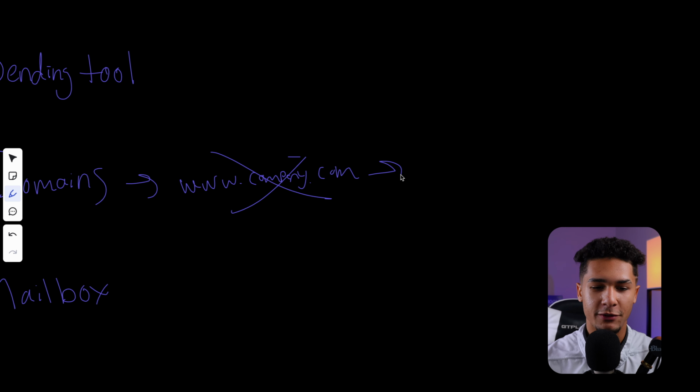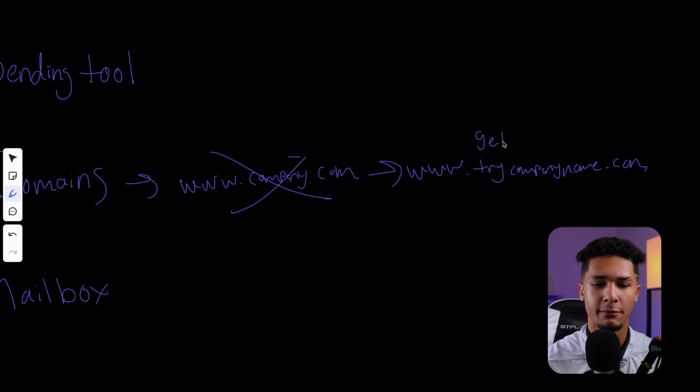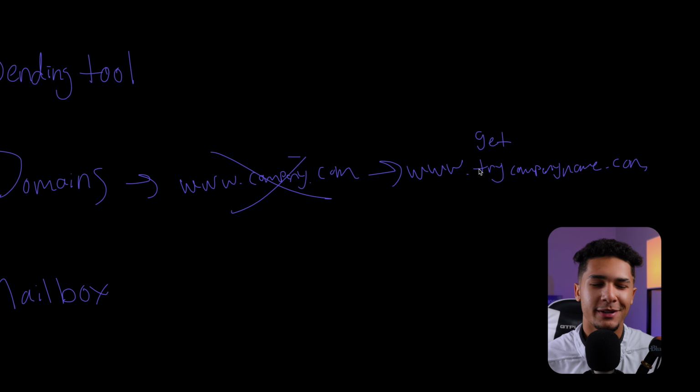Instead of using that, we're going to use different variations of that domain. This could be something like www.trycompanyname.com. This could be getcompanyname.com. You could do a whole bunch of different variations here. Just kind of mess around with this, and have it seem a little bit not spammy. You can definitely look at different variations, and have ChatGPT help you with this.